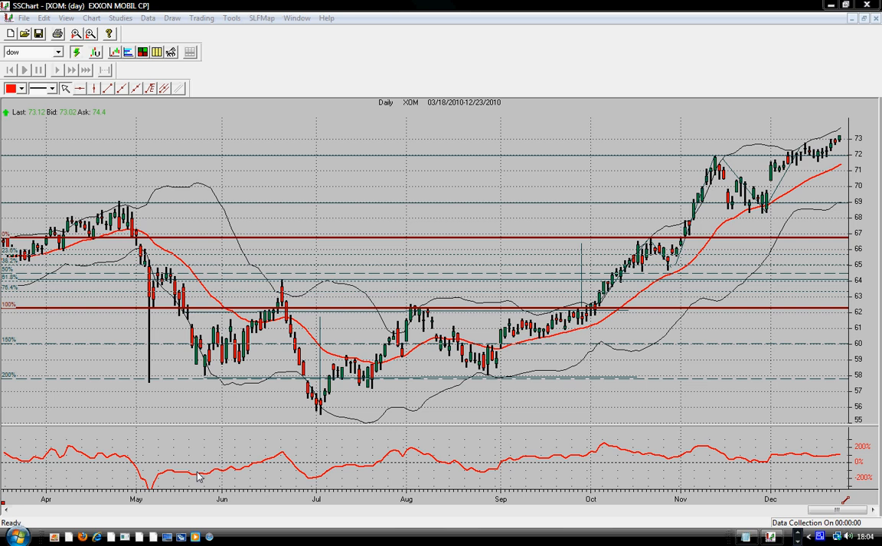But first I will talk about the two main divergences. I want to talk about the primary divergence that you can use the CCI for. When the price displays a high followed by a higher high, as we have here, but the CCI displays a high followed by a lower high, that's a bearish divergence. So the CCI displays a lower high when the price displays a higher high, that's a bearish divergence.